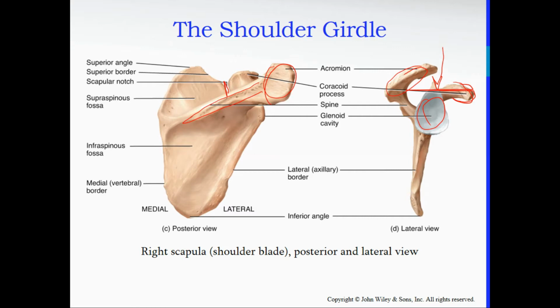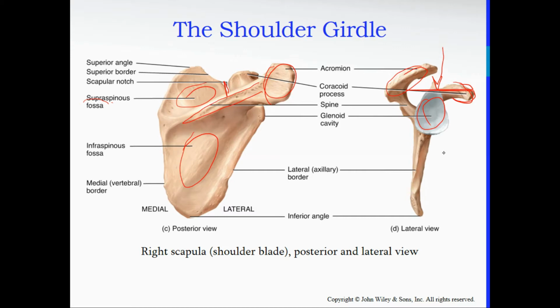We have a couple other components here. We're going to look at the supraspinous fossa. Supra meaning it is superior to the spine. That's this smooth surface here. The infraspinous fossa, or inferior to the spine, is going to be this smooth surface there.